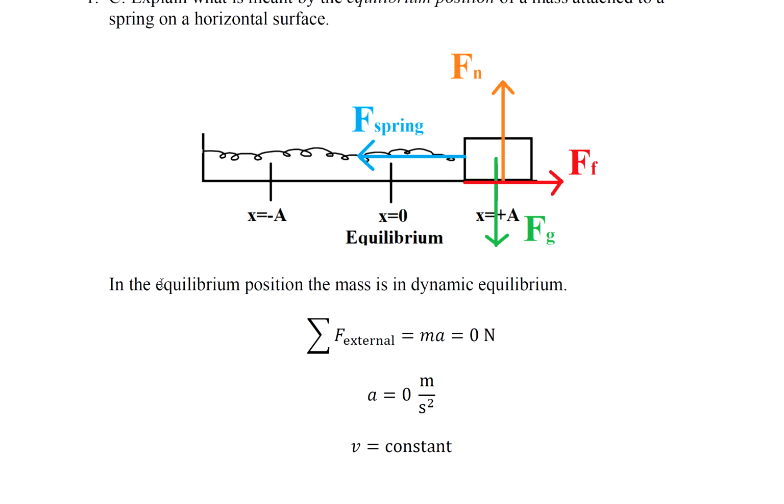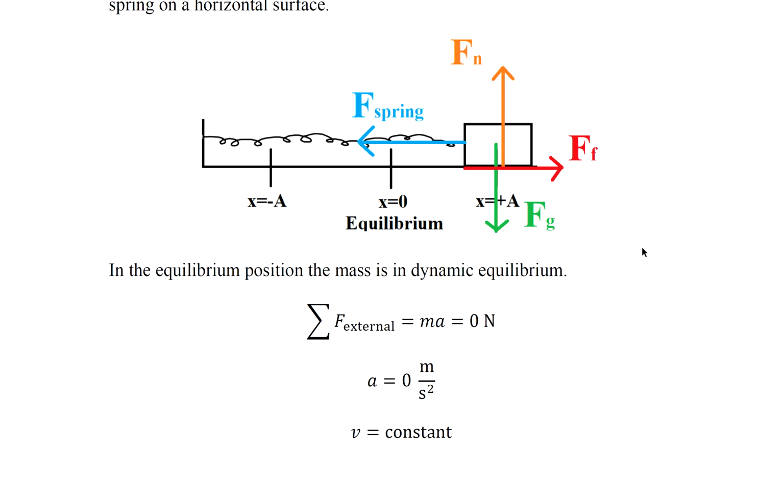In the equilibrium position, the mass is in dynamic equilibrium. Remember the meaning of dynamic equilibrium: sigma F is 0, a is 0, v is constant. Please memorize this. Remember the meaning of static equilibrium: sigma F is 0, a is 0, v is 0.